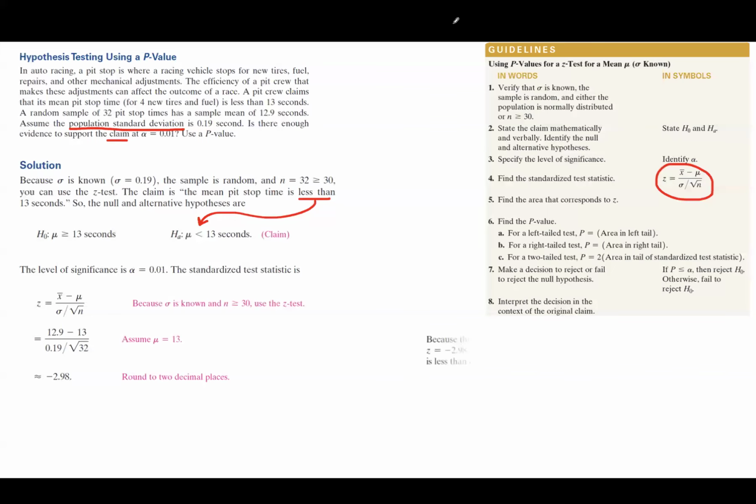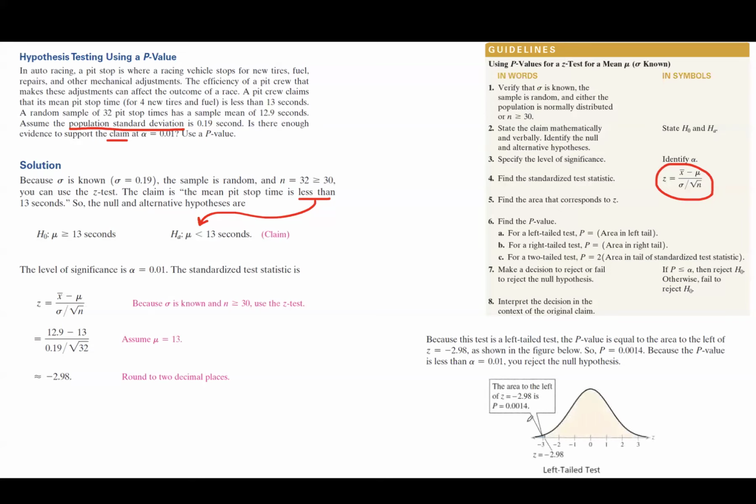So now that you have your z, you can calculate your p-value. The p-value is the area to the left side of your graph, which is about 0.0014. And since the p-value is less than alpha, you reject the null hypothesis. Remember that the p-value is the area to the left side of z. Z is negative 2.98.